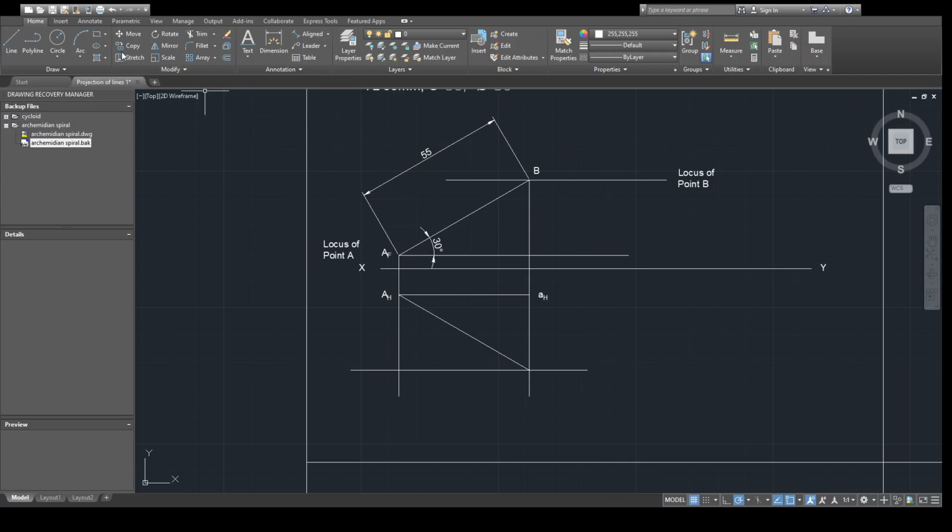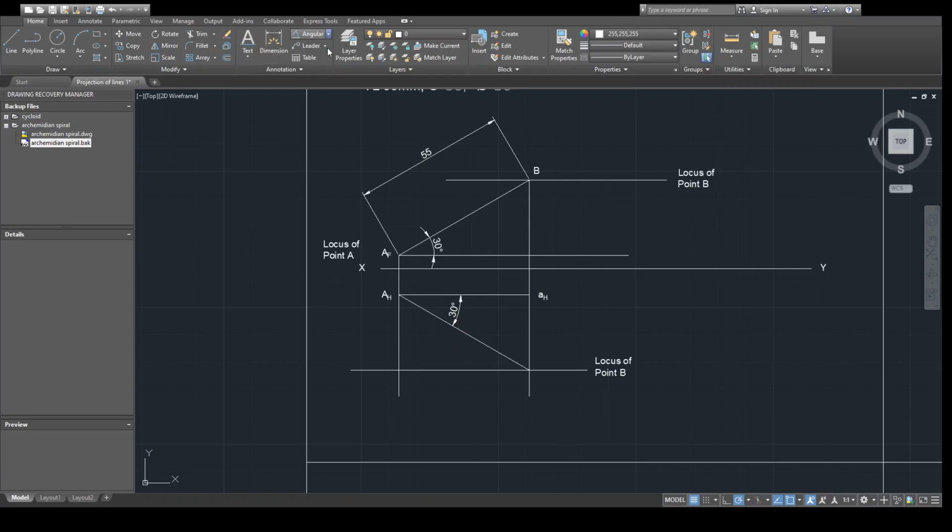Yes. So this is the locus of point B in the top view, and this is the locus of point B in the front view. This is the locus of point A in the front view, and this is the locus of point A in the top view. Now let us go for the dimensions so that you will get the idea how we have done. So this is the 30 degree line.